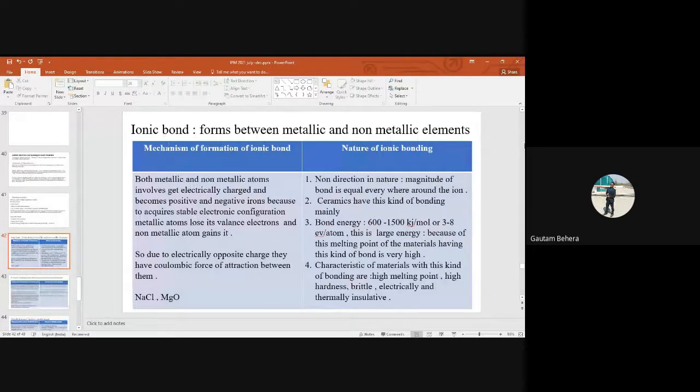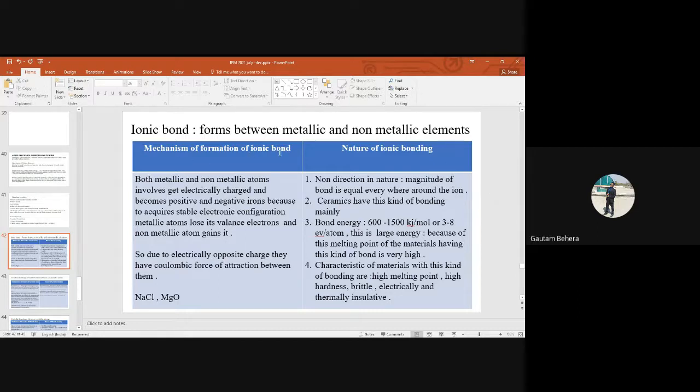Now we'll discuss the ionic bond. What is an ionic bond? As I have told, we have 3 kinds of chemical or primary bonds: ionic, covalent, and metallic. These bonds are formed between metals, or between metals and non-metals, or between non-metals, right? Basically, an ionic bond is formed between a metal atom and a non-metal atom. If you bring a metal atom and a non-metal atom together, they may form an ionic bond.